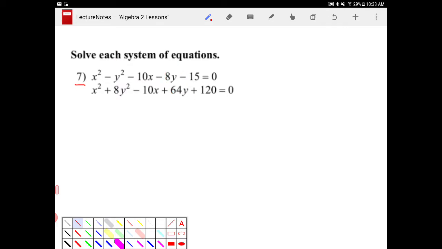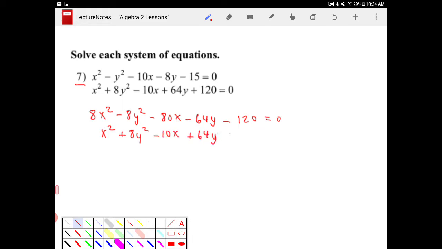I'm going to multiply the top equation by 8, giving me 8x squared minus 8y squared minus 80x minus 64y minus 120 is equal to 0. And the bottom equation is x squared plus 8y squared minus 10x plus 64y plus 120 is equal to 0. And I get to this point right there.